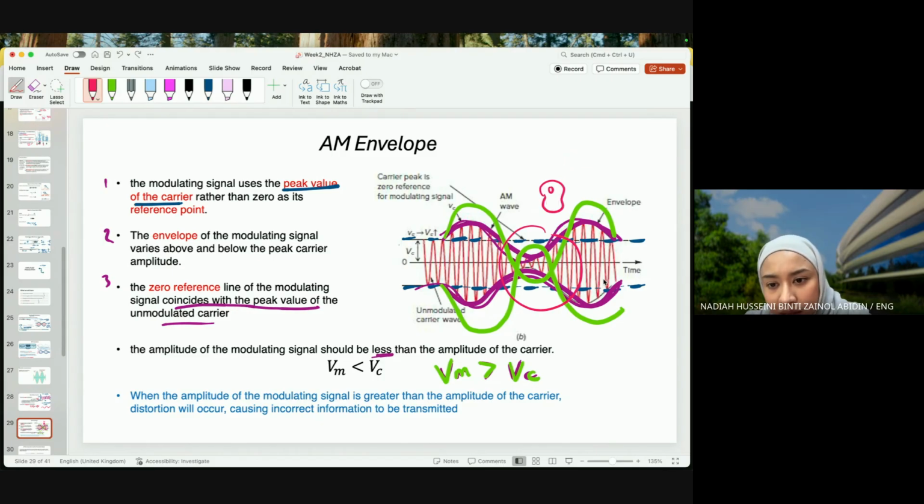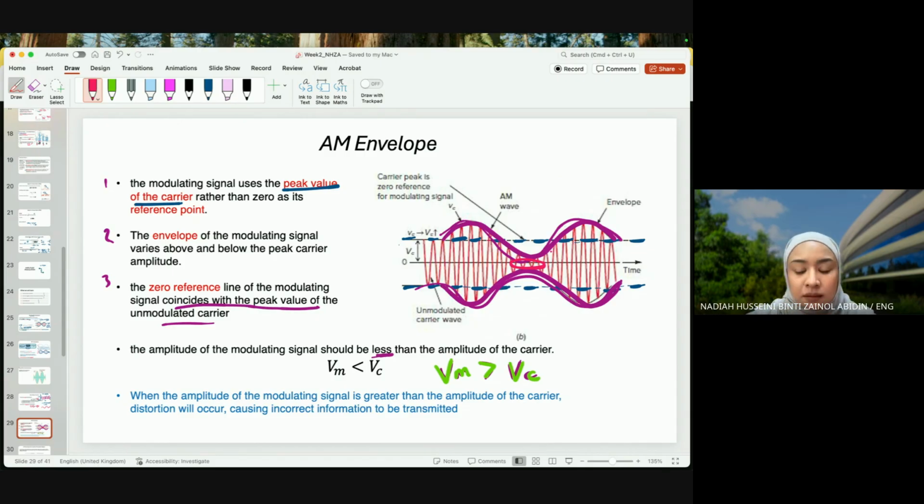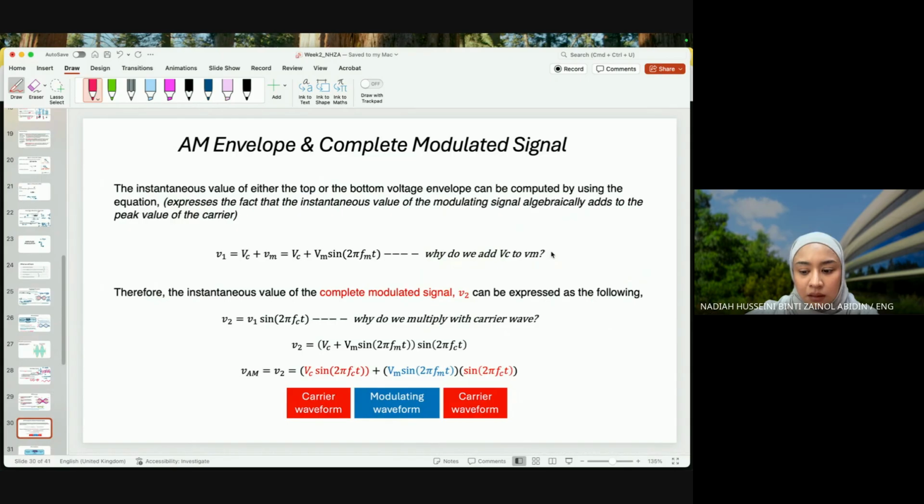So the modulating signal should not overlap. So we have this gap here. The gap is good.